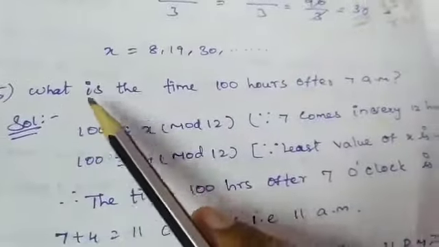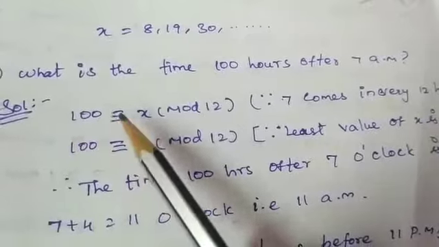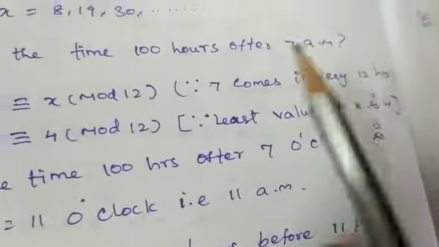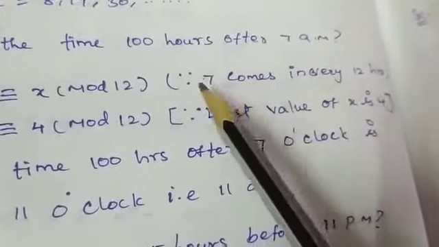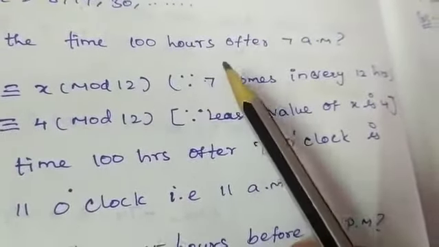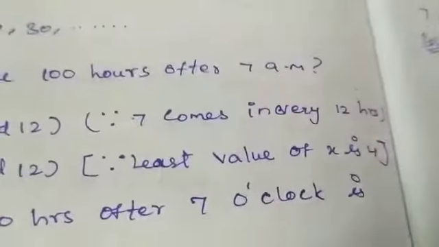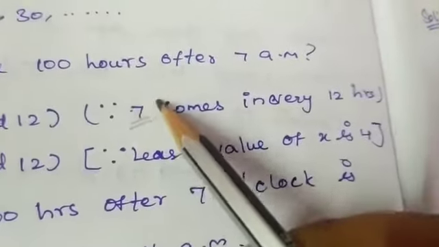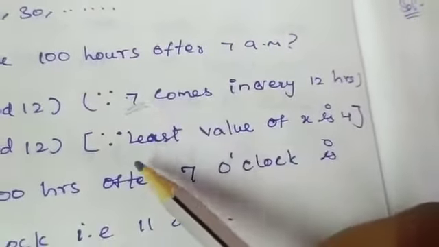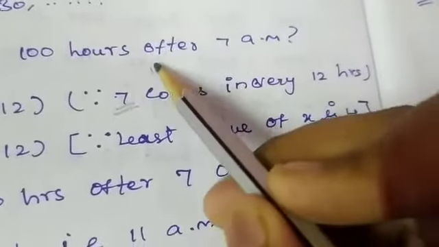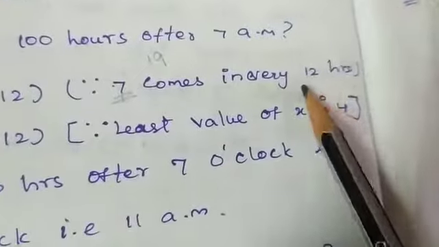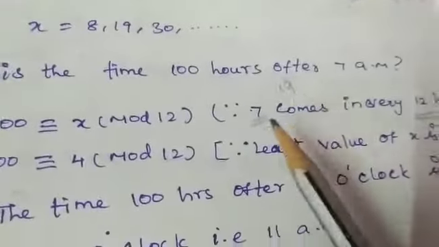So fifth question: what is the time 100 hours after 7 am? So solution: 100 congruent to x mod 12, because 7 comes in every 12 hours. In 24 hours, 7 comes only one time, because in 24 hours 7 am is represented as 7, but 7 pm is represented as 19. So it is not possible; we should get only 7. So we are taking 12. In every 12 hours, 7 comes once.